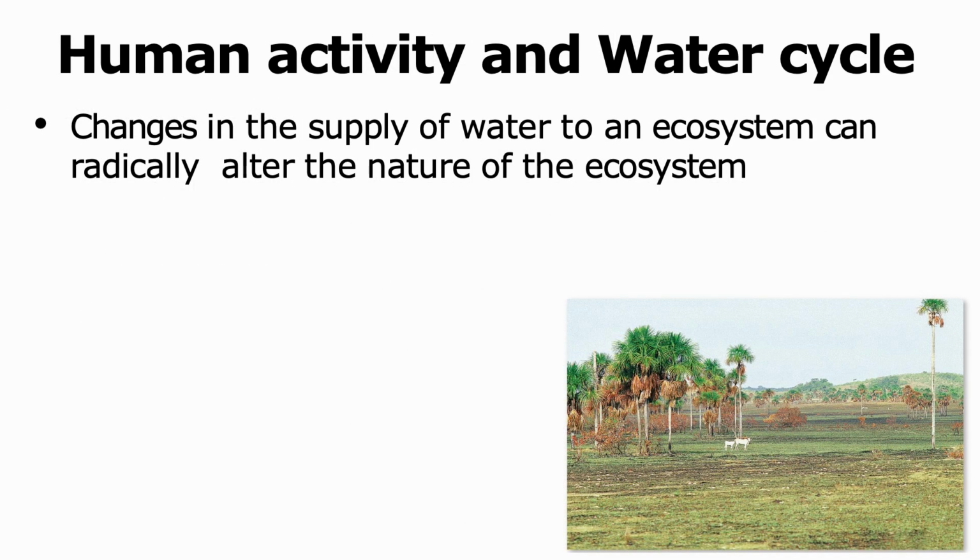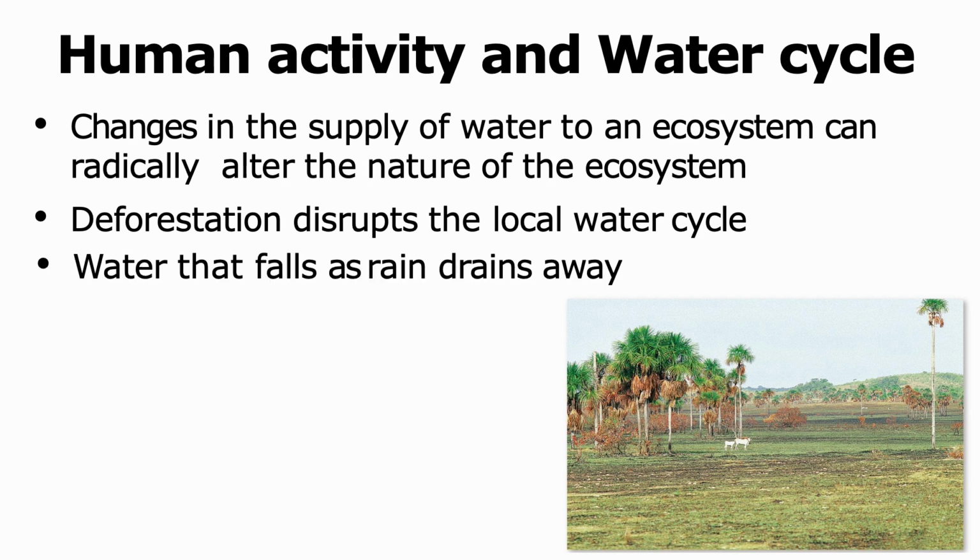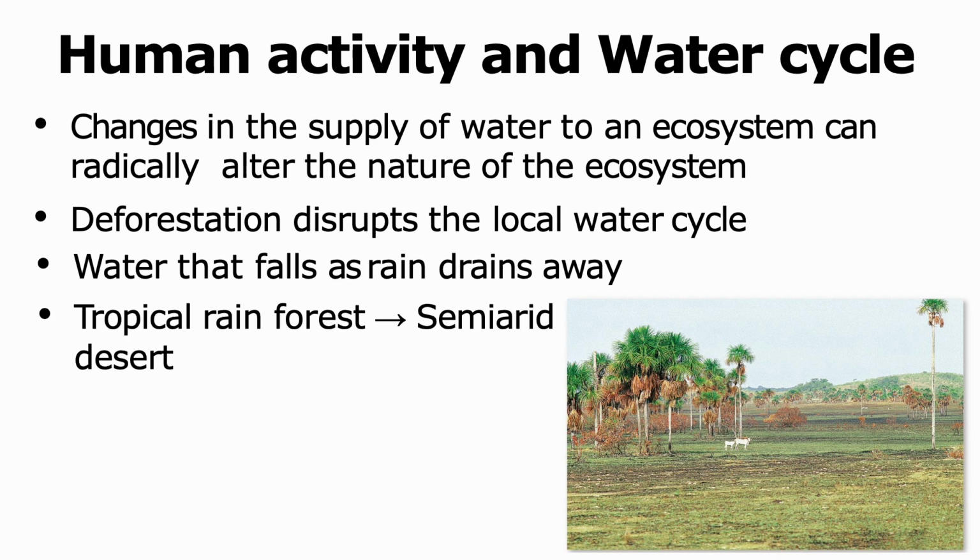Changes in the supply of water to an ecosystem can have many effects on the nature of that ecosystem. The process of deforestation that is usually done by humans disrupts the local water cycle. The water that falls as rain drains away and hence is not retained by the land. In such scenarios, we can completely alter the landscape. A tropical rainforest can be turned into a semi-arid desert.